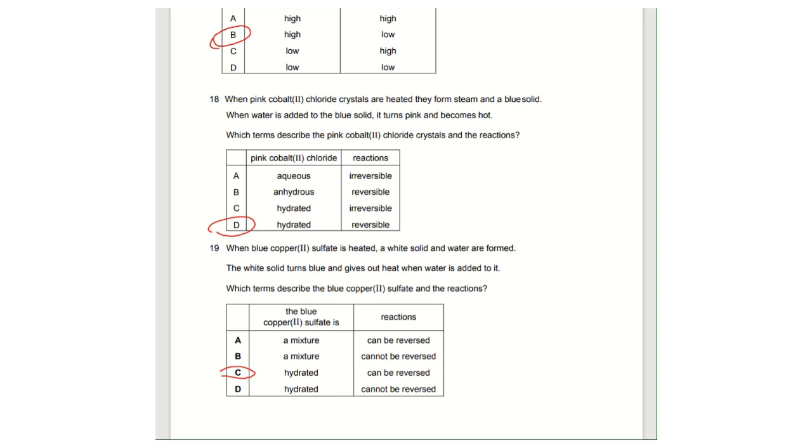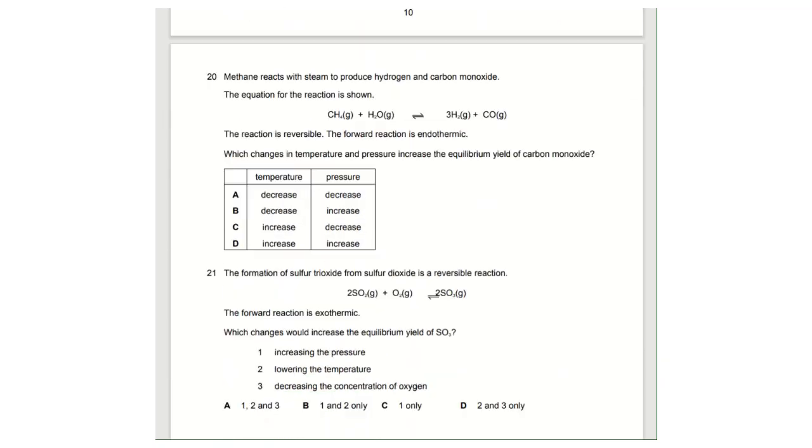Repeat question. Methane, CH4 is methane. Carbon monoxide. The reaction is reversible. The forward reaction is endothermic. With change in temperature and pressure, increase the equilibrium yield of carbon monoxide. It means more yield.